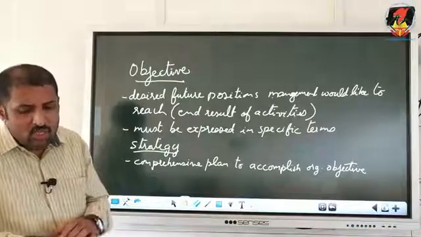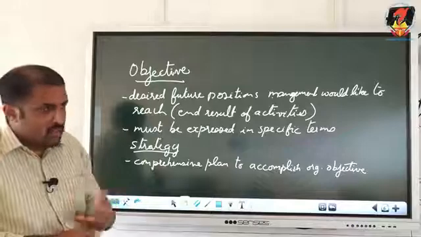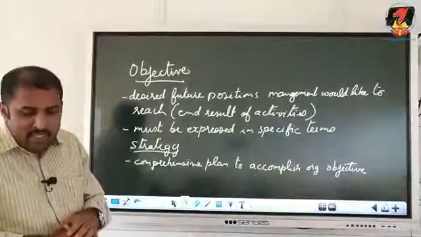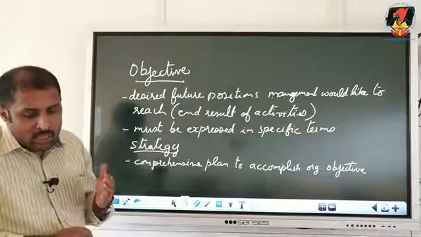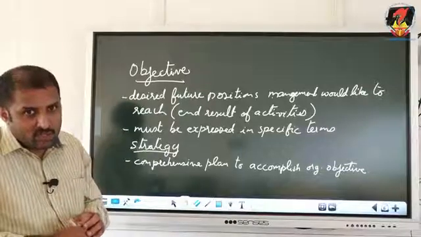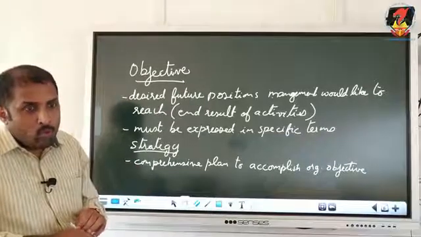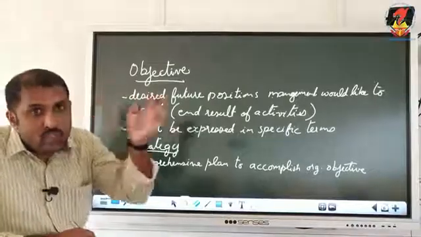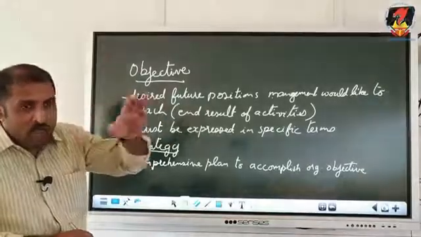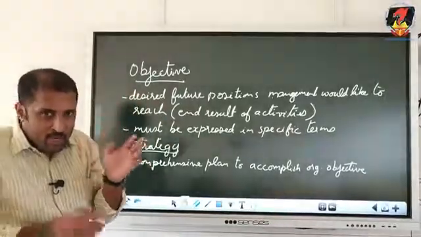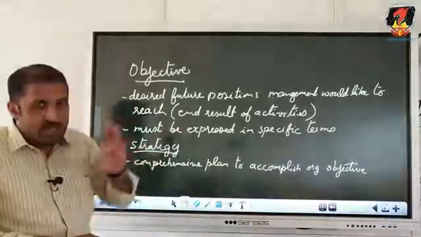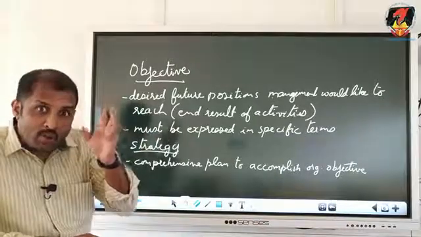And three dimensions are there. Three things have to be considered when we are talking about this comprehensive plan. It is concerned with determining long-term objectives. In the long run, what we have to achieve is to be kept in mind when we make this comprehensive plan, a particular way of achieving the objective.